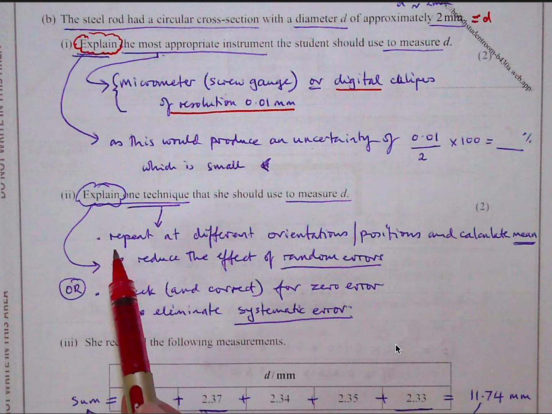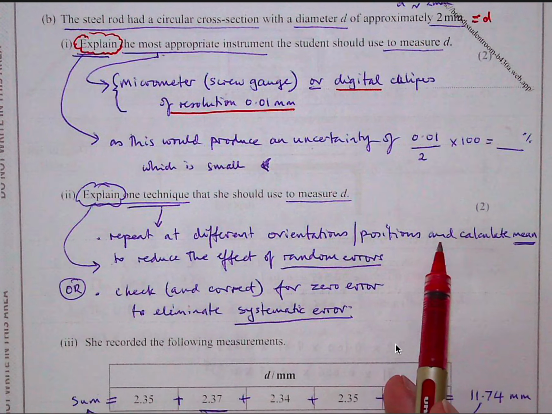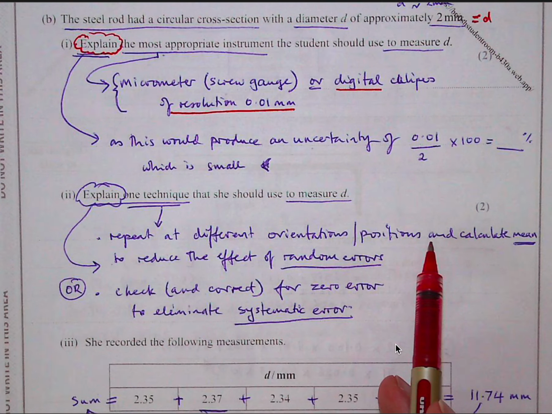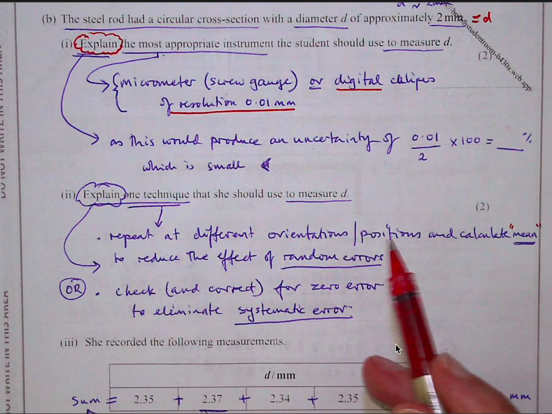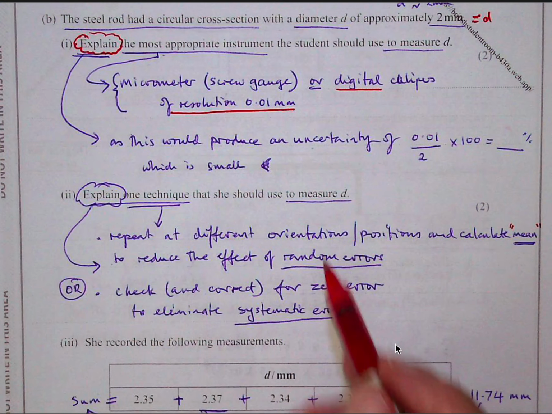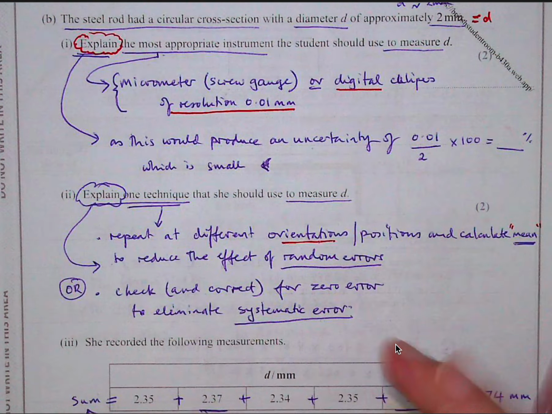Okay, so the normal method would be repeat at different orientations or positions along the L-shaped steel rod and calculate the mean. Again, remember, make sure you put mean and not average. So you repeat at different positions or different orientations. It might not be perfectly circular, which would be an orientation issue. So you do it at different angles and positions, it might not be of perfectly uniform cross-section area. So either of those will give you the mark.